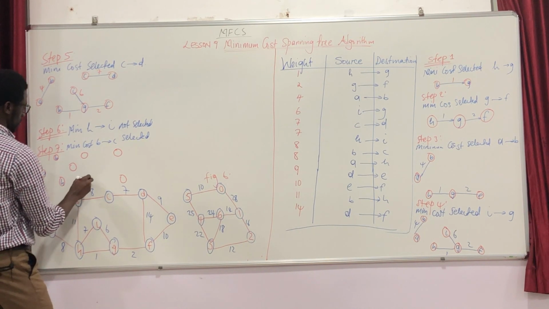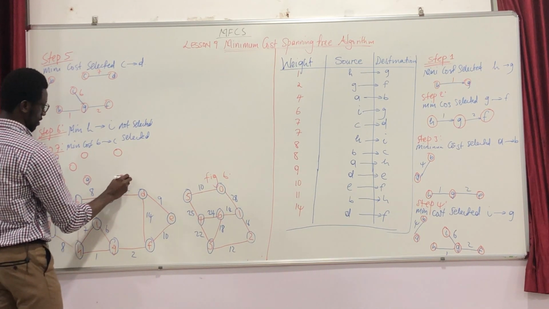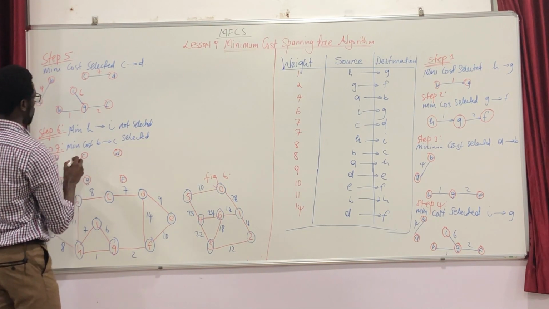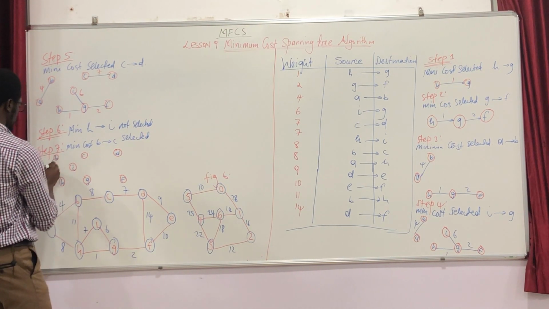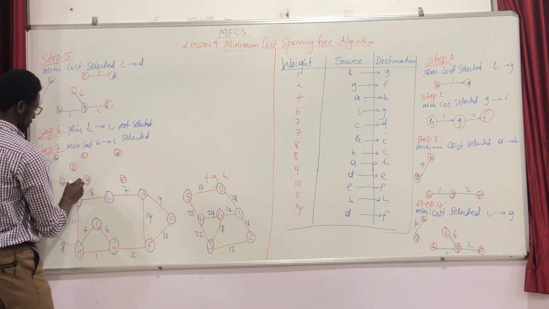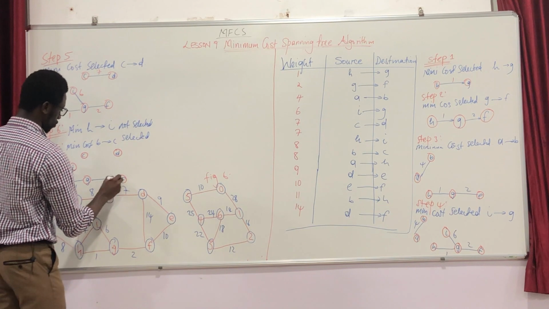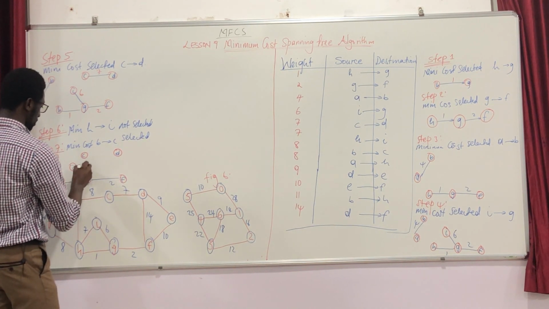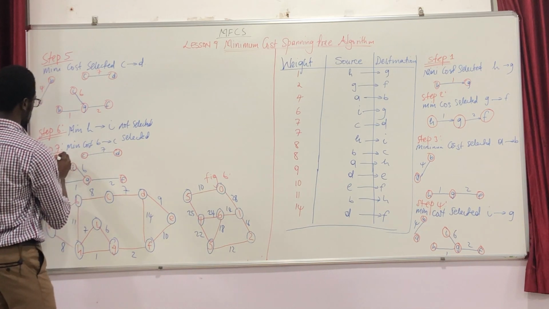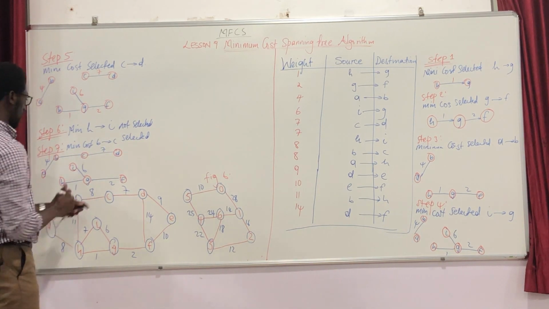H, G, F, C, D, I, and we join the weight here is 4. The weight here is 1. Here is 2. Here is 6. Here is 7. The weight here is 8.